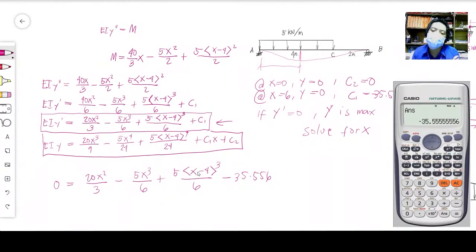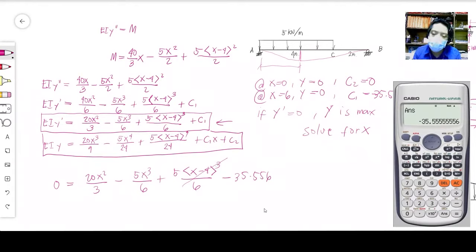So, when your x is less than 4, which is in fact true because we are anticipating that the maximum deflection is in between A and C, because most of the load is added to segment AC, this term yields a negative value. So, you have to disregard that term. We will use only the other terms.